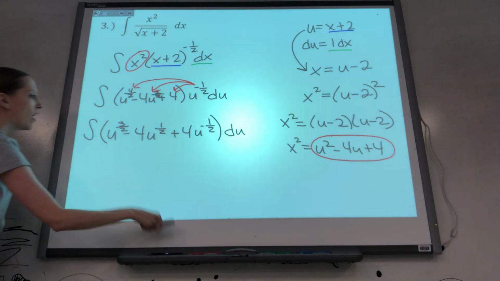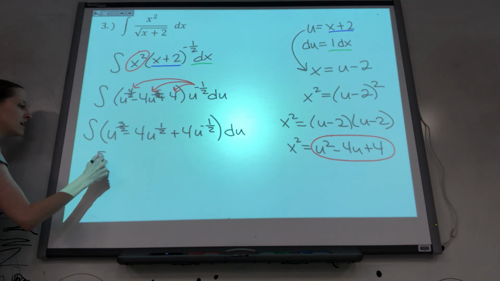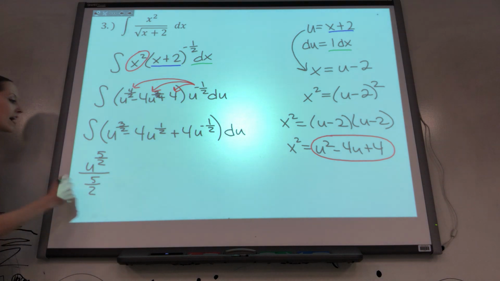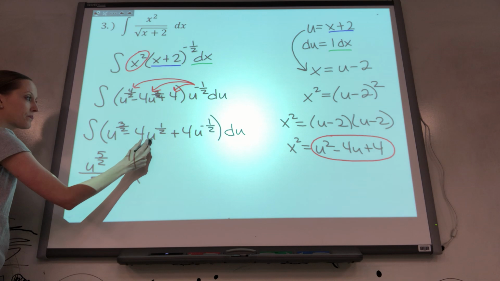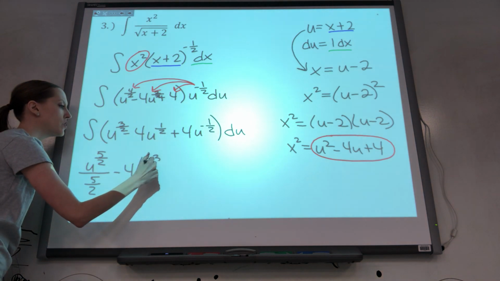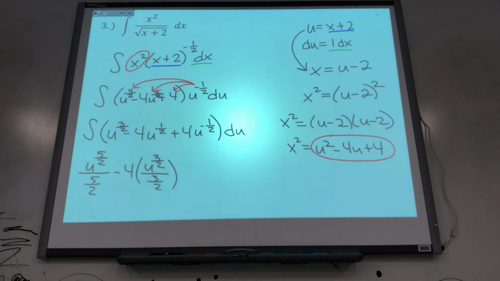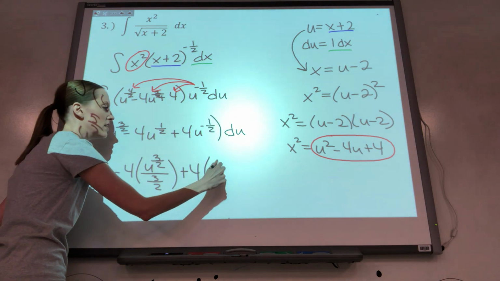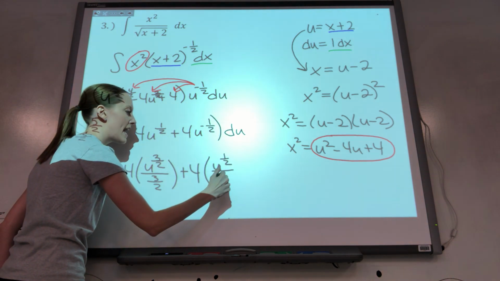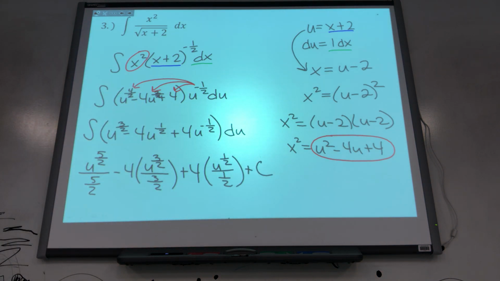All right, now I can integrate. I'm going to add 1 to my power, so that is now u to the 5/2 over 5/2, minus 4 times u to the 3 halves over 3 halves. Got a lot of fractions on these. And this is plus 4 times u to the 1/2 over 1/2. Negative 1/2 plus 1 is positive 1/2.